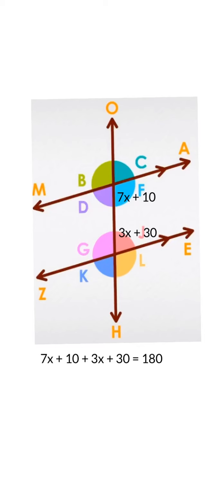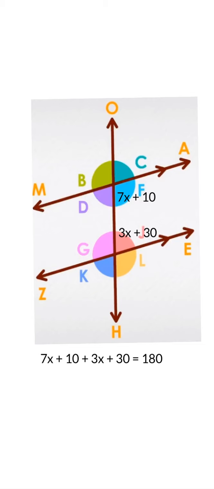Now, suppose that we have parallel lines cut by a transversal, and I'm giving you the measures of two of the angles in the diagram as algebraic expressions. So for angle F, I have 7x plus 10 degrees, and for angle J, I have 3x plus 30 degrees. So how do we solve for the value of x in this type of situation?